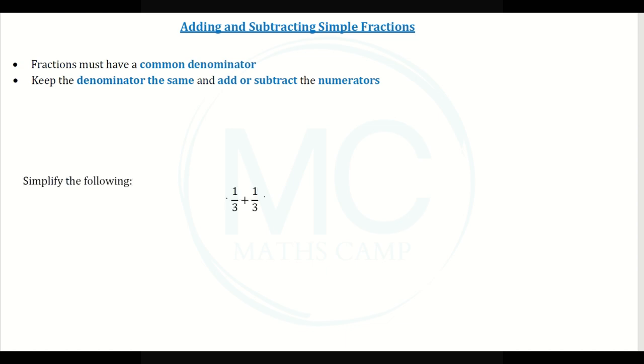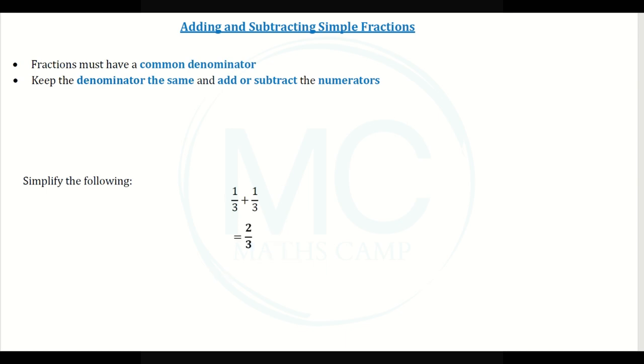Let's look at an example. Simplify the following. 1 over 3 plus 1 over 3. 3 is our denominator, so we know it'll stay the same. Then we add 1 plus 1, and we get 2. So our answer here is 2 over 3.